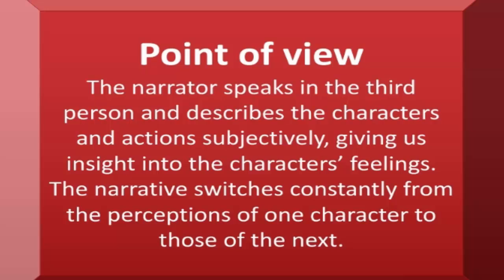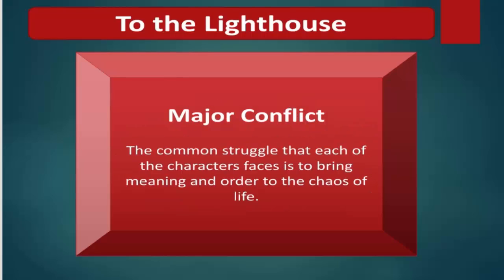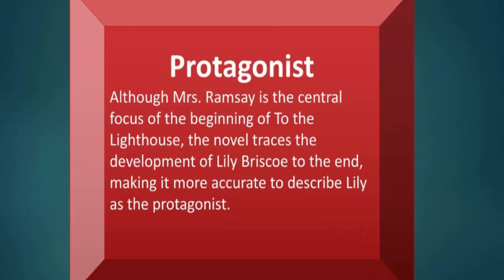Point of view, the narrator speaks in the third person and describes the characters and actions subjectively, giving us insight into the characters' feelings. The narrative switches constantly from the perceptions of one character to those of the next. Major conflict, the common struggle that each of the characters faces is to bring meaning and order to the chaos of life. Protagonist, although Mrs. Ramsay is the central focus of the beginning of the novel, the novel traces the development of Lily Briscoe to the end, making it more accurate to describe Lily as a protagonist.